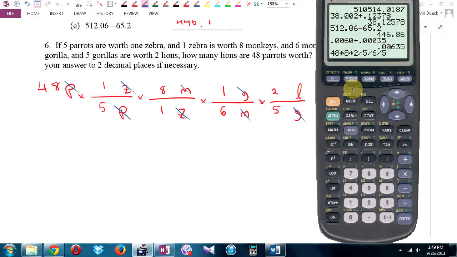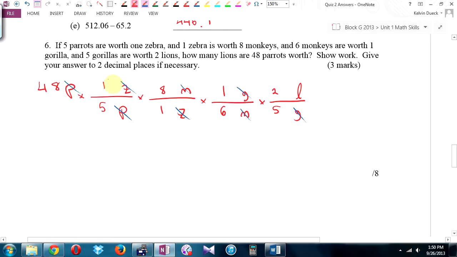Double check. Looks good. Do you get 5.12? Yes. Now, you can make an argument, Mr. Dueck, you can't have 0.12 lions, so the answer technically should be 6 lions because 5's not enough. Yeah, fine. But I'm not going to freak out here. I was just trying to make up a question that allowed you to practice the chain. So 5.12. I'm not going to worry about sig figs for this question because it's conversion factors. 5.12 lions. For 3 marks, that would get you 3 out of 3.